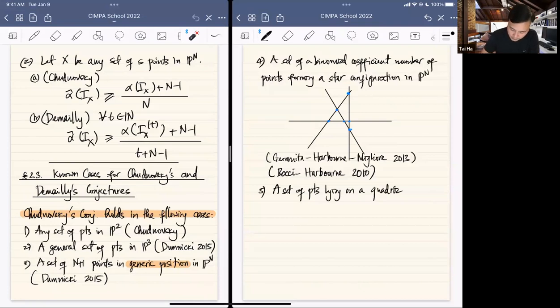And this is a result of Fowley, Montero, and C in 2018. So the best way to visualize this is if you look at P1 cross P1 sitting in P3. So that's going to be a variety defined by a quadric, by a degree 2 equation. And if you look at a bunch of points on that curve, then it's going to satisfy Chudnovsky's conjecture.